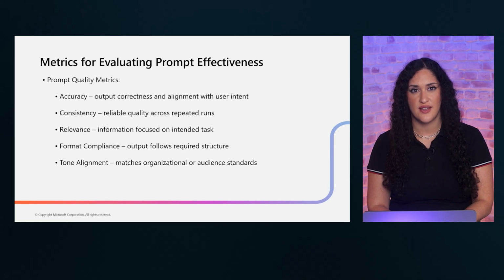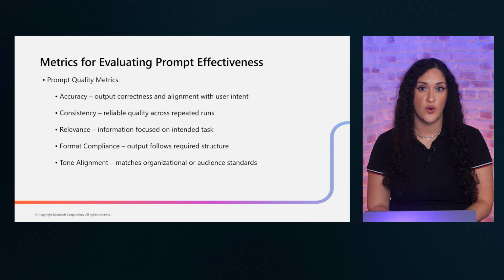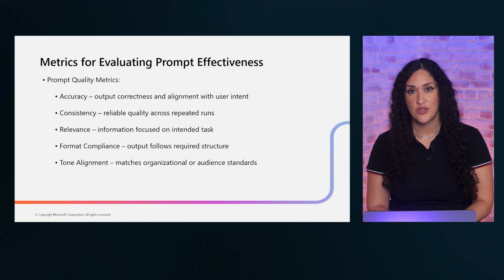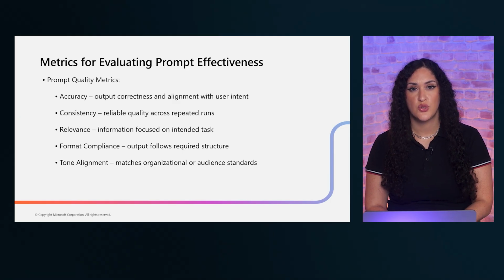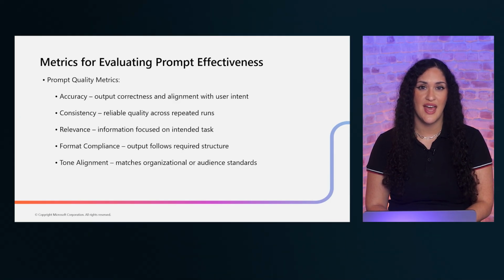On the behavioral side, track whether user reprompts decrease, clarification requests drop, and hallucinations become less frequent. The best practice is to create a prompt scorecard using these metrics and evaluate systematically before approving any prompt for enterprise use.